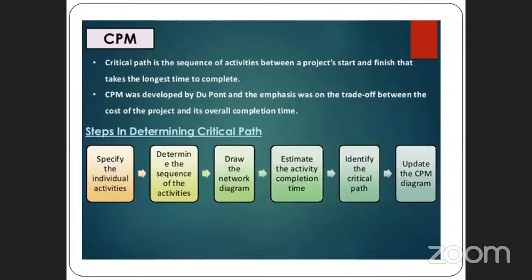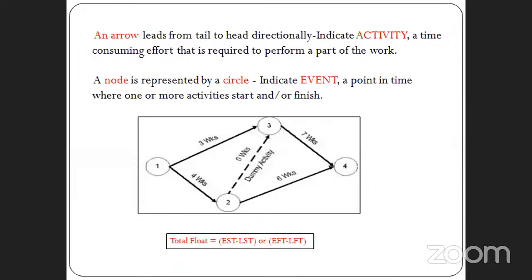Here there are some steps given. First, you want to specify the individual activities. So those activities should be sequenced as per the order. Then you want to draw the network diagram. For the network diagram, you want to estimate which one is the best critical path. So that should be updated in the CPM diagram. So here the arrow indicates the activity, then the circle indicates the event. Dummies have no value, so that should be taken as zero. Then total float, you know that it is the EL start time minus the cost start time. You are all well aware of these basic terms.